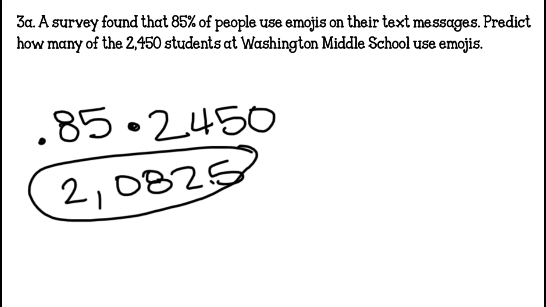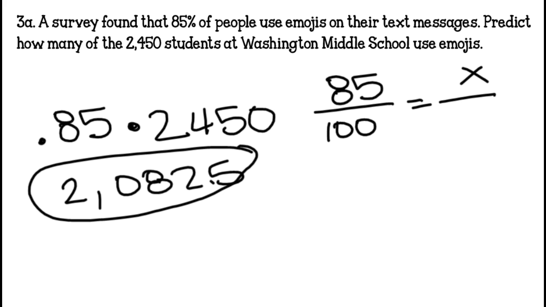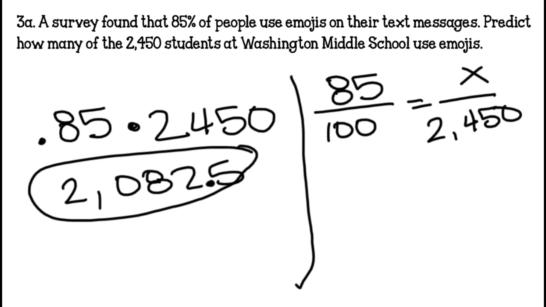But the way that you guys preferred things when you learned percents makes me think you might prefer it like this. 85 over 100 equals X over 2,450. And then you would just cross multiply to find X, and you would get the same answer. I don't care which way you do it, as long as you do it one of the ways and get the right answer.